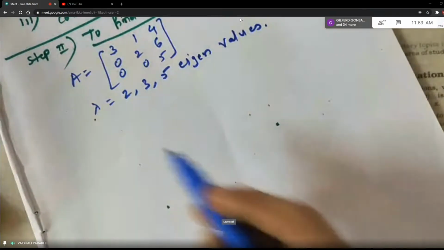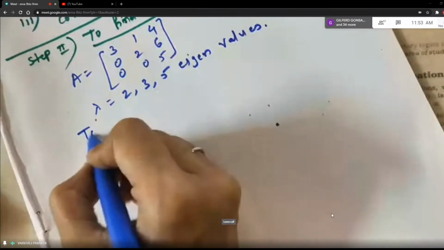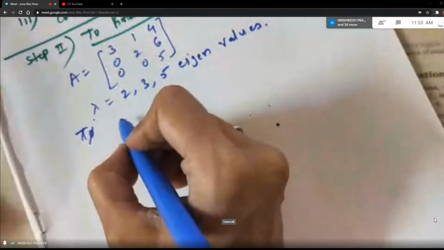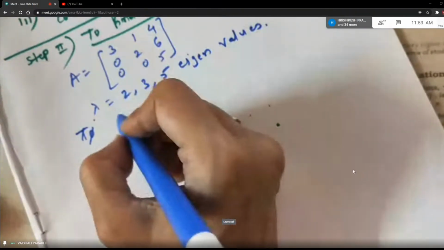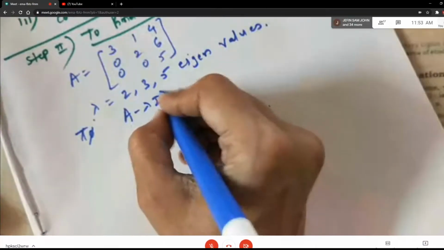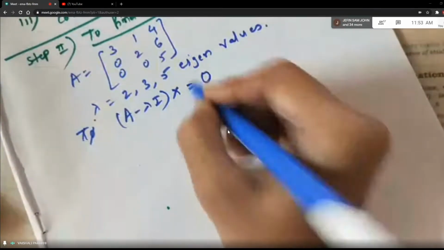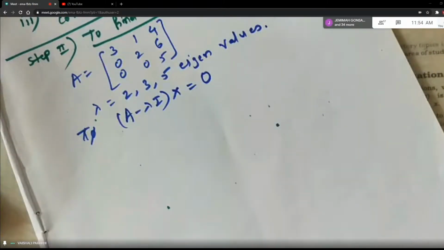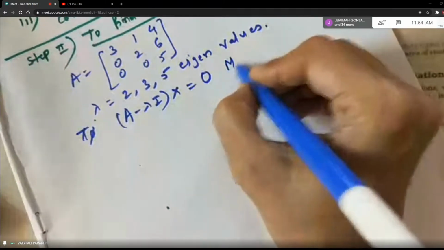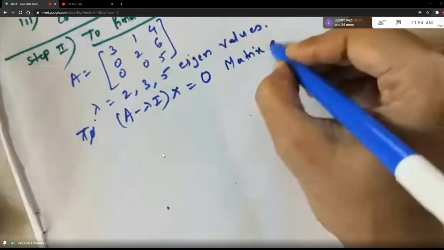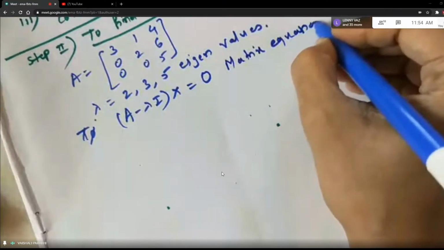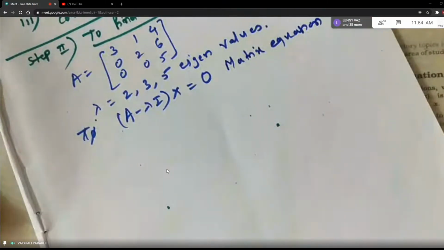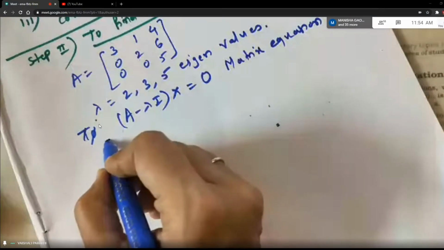Now look here carefully. To find the eigenvectors, already I have written here, you have to solve this matrix equation. What is that matrix equation? A minus lambda I x is equal to null matrix. This is called the matrix equation. This equation itself will give you 3 eigenvectors corresponding to 3 eigenvalues. Now see how to go about it.